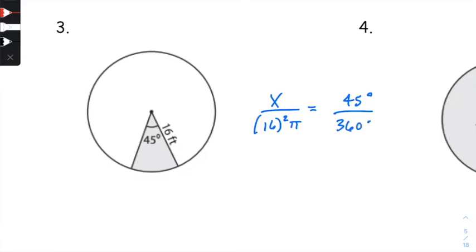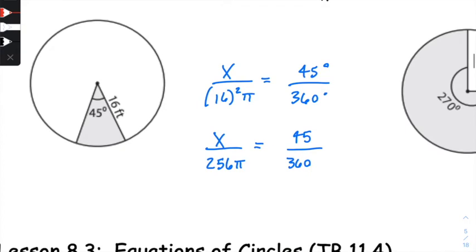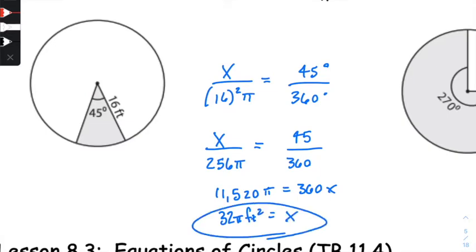And then 45 degrees over 360. You could reduce it if you want. I'm just going to leave it like this here. So 45 times 256. Okay, big number here, 11,520. And that's with pi. And then equals 360x. And then we'll divide by 360. And that gets us 32 pi. And then I guess that would be in feet squared. Okay, so that'll be it.